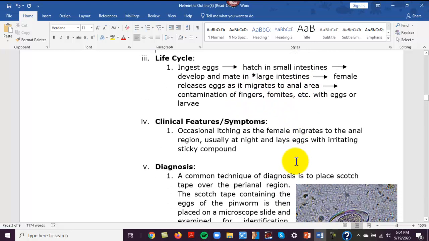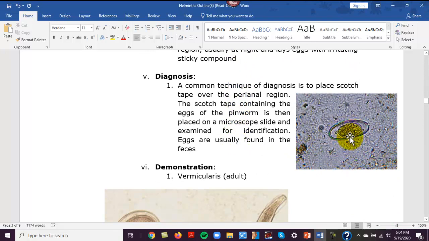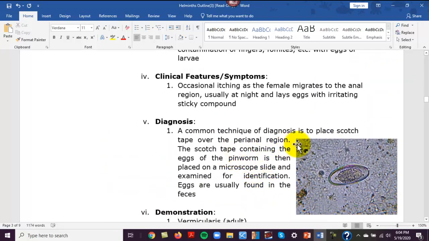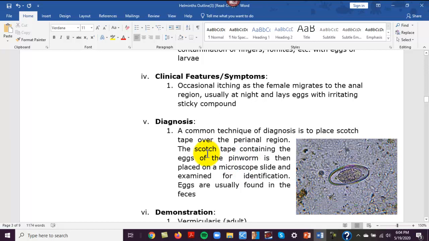And it's really crazy. How do you diagnose somebody with that? Well, you take double-sided tape. It says right there, occasional itching as a female migrates to the anal region, usually at night, and lays eggs with an irritating sticky compound. So for diagnosis, here's what an egg looks like, and here's the adult. The common technique is to place Scotch tape over the perianal region, the area in the middle between the front reproductive parts and the back digestive part. You place tape there, pick up the eggs, and put them under a microscope.